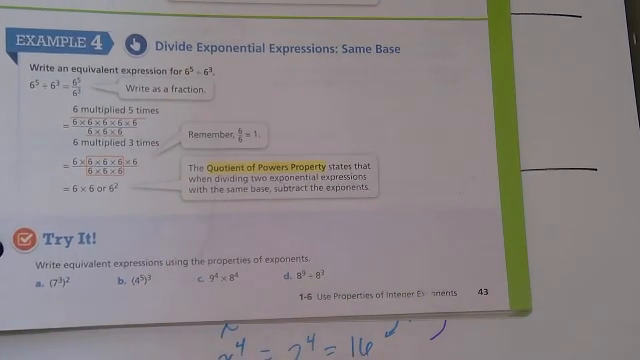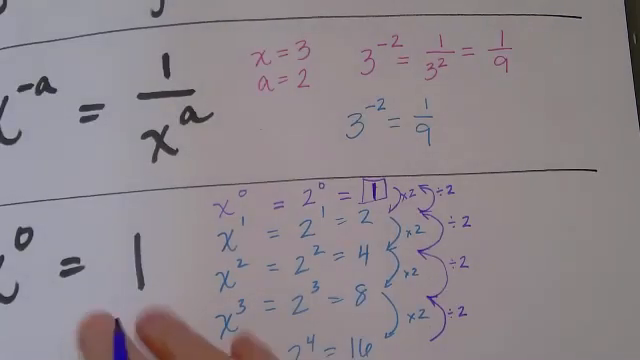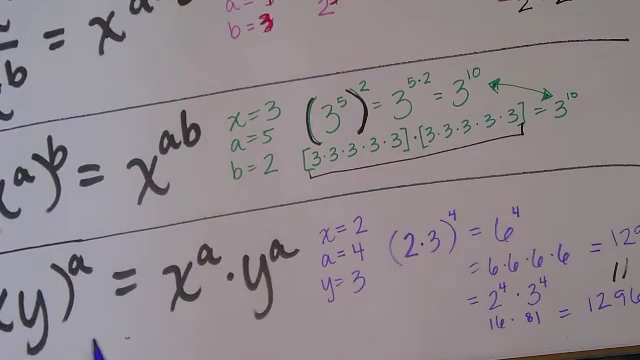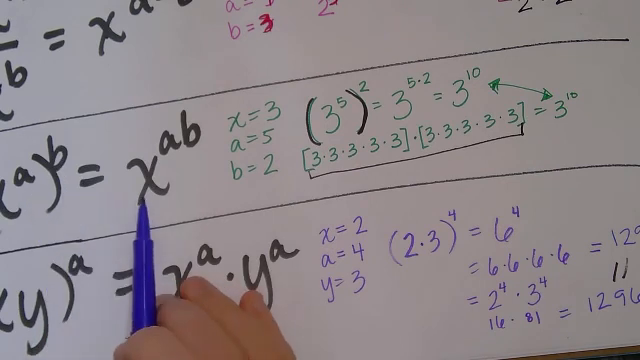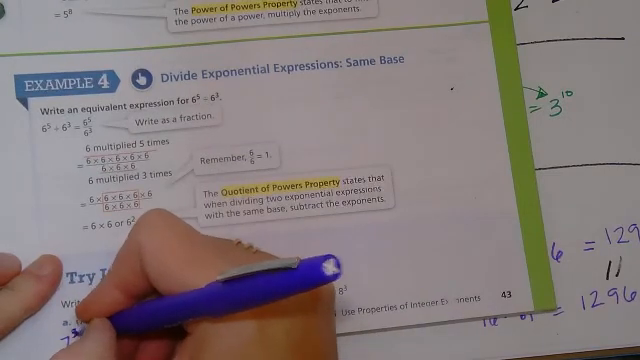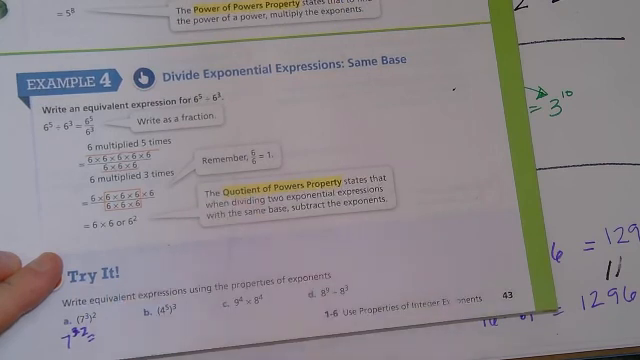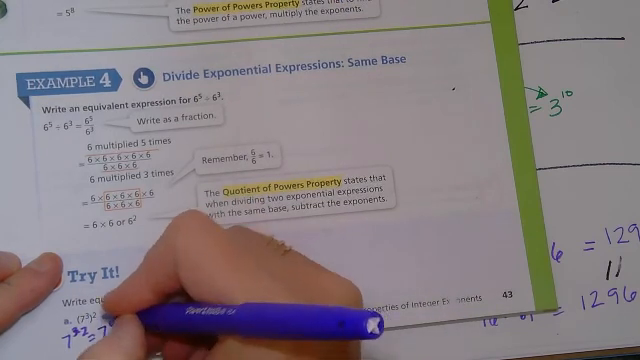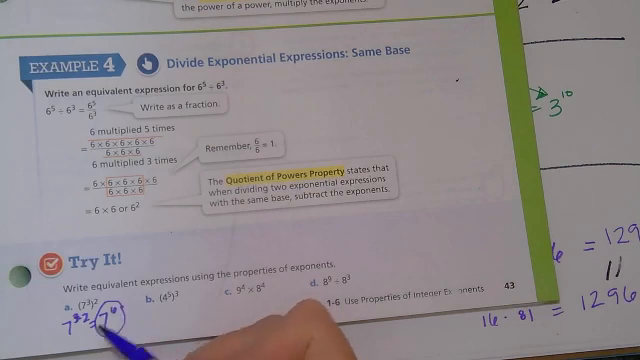So 7 to the third raised to the power of 2. That means we're going to take 7 to the third power 2 times, right? So we end up with, let's go back to our rules here. We're talking about this rule right here, the power of powers property. So we're looking at 7 to the 3 times 2, and 3 times 2 is 6. And so 7 to the third raised to the second power is equal to 7 to the sixth.